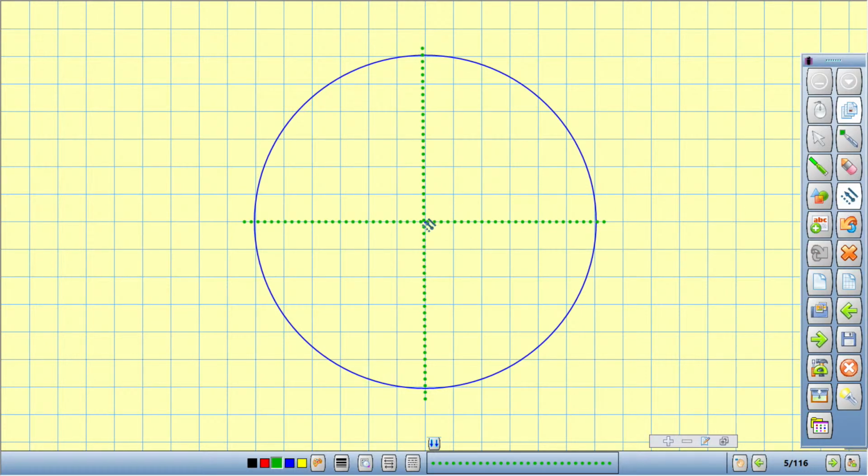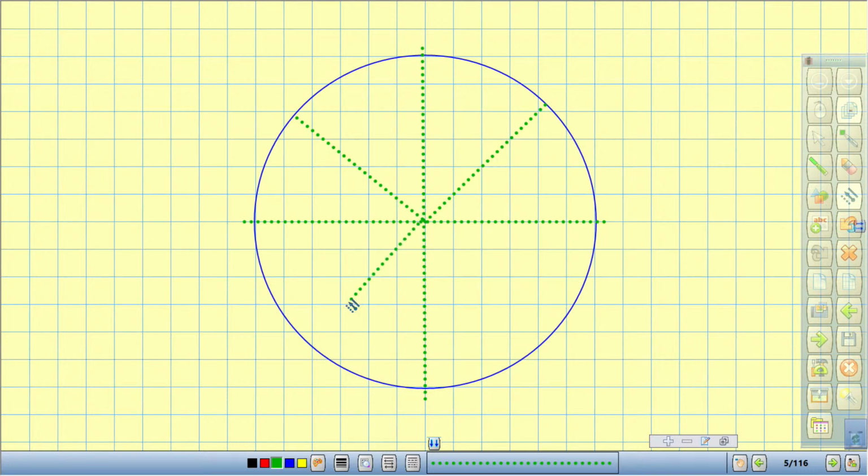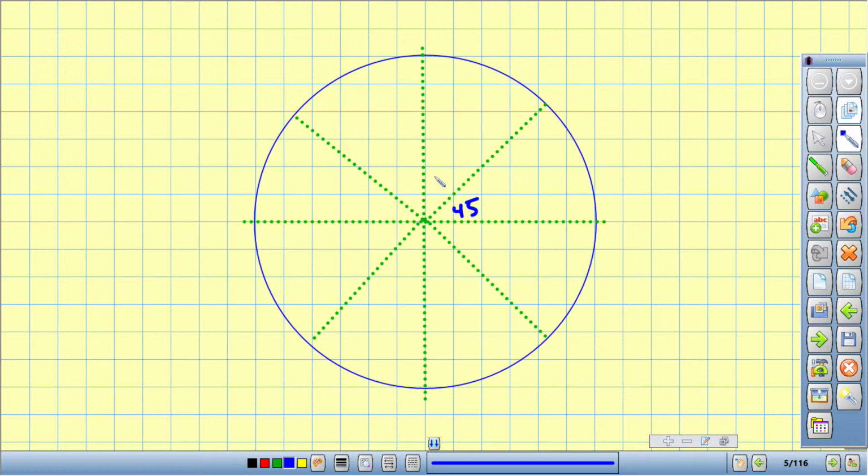So for 45, I have to divide my circle into 4 pieces. My pi will be divided into 4 pieces. I'm going to go through here: 1, 2, 3, 4 over here. Every one of these is 45. This is 45. Another 45 will give you 90. Another 45 will give you 135. So let's count by 45s quickly here.